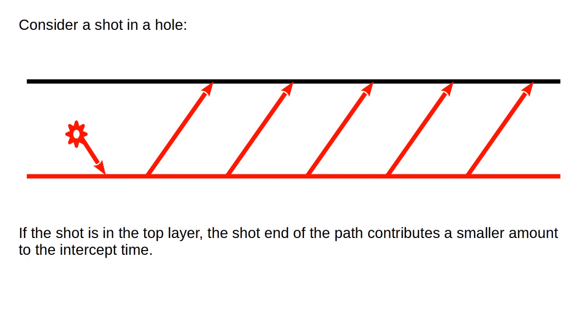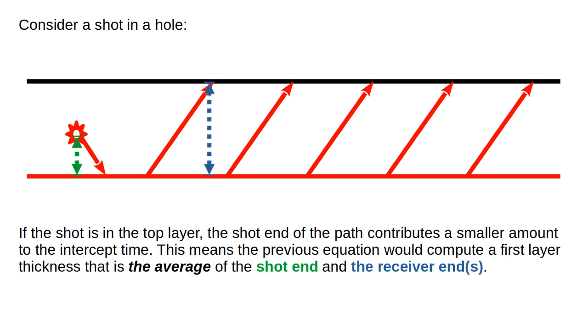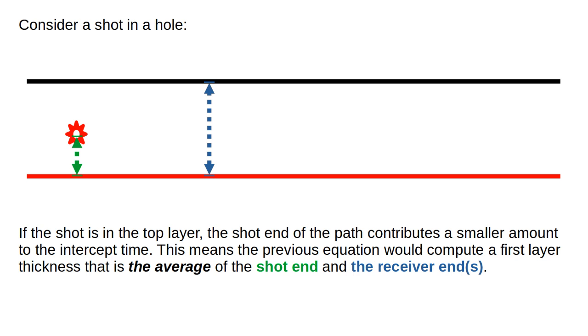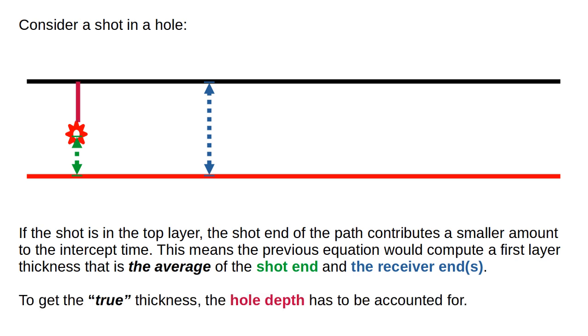Consider a shot in a hole. If the shot is in the top layer, the shot end of the path contributes a smaller amount to the intercept time. This means the previous equation would compute the first layer thickness, that is the average of the shot end and the receiver ends. To get the true thickness, the shot hole depth has to be accounted for.